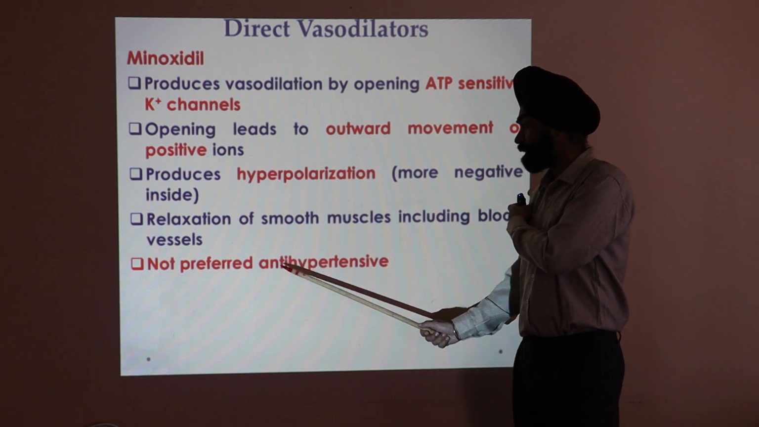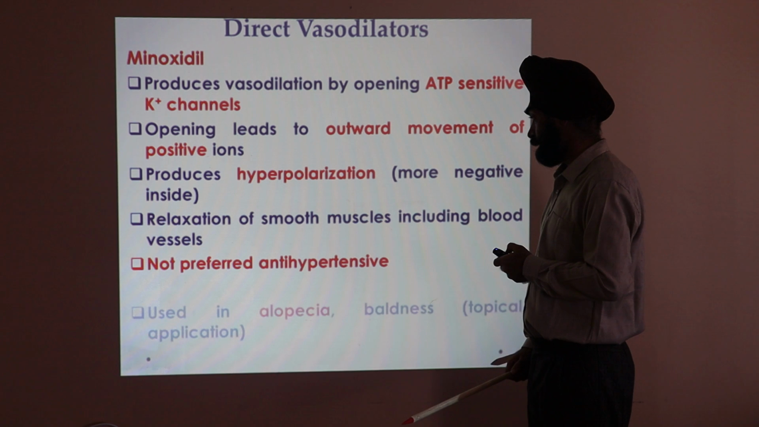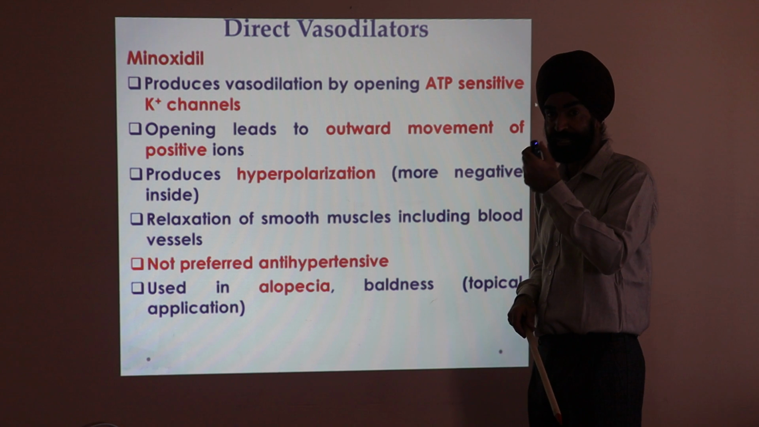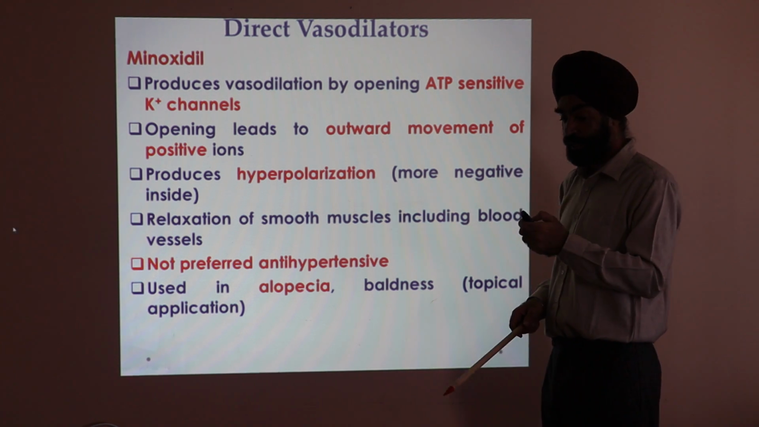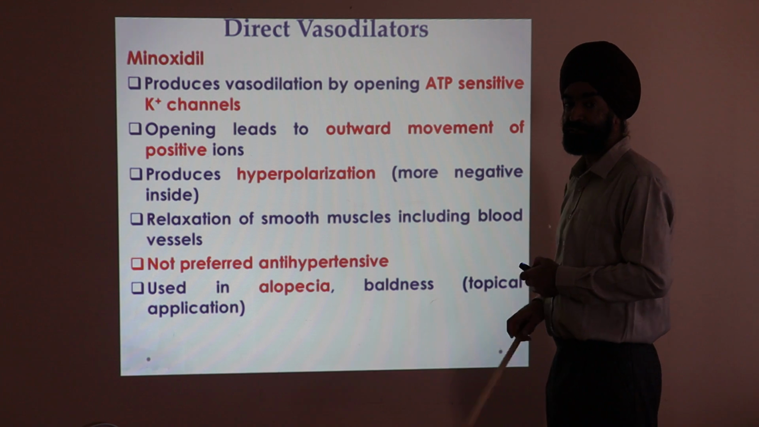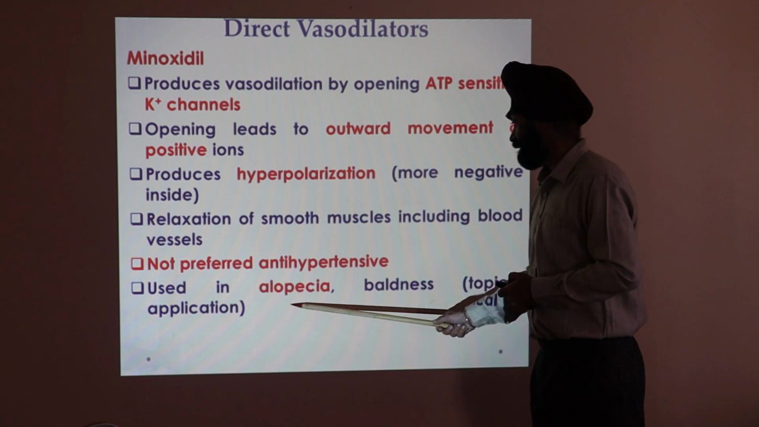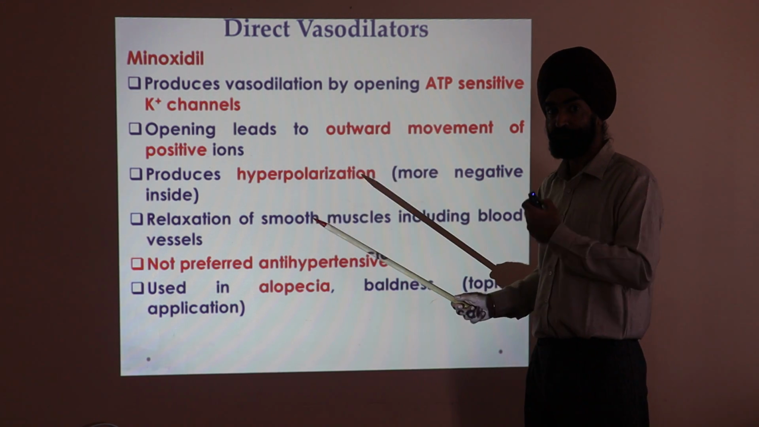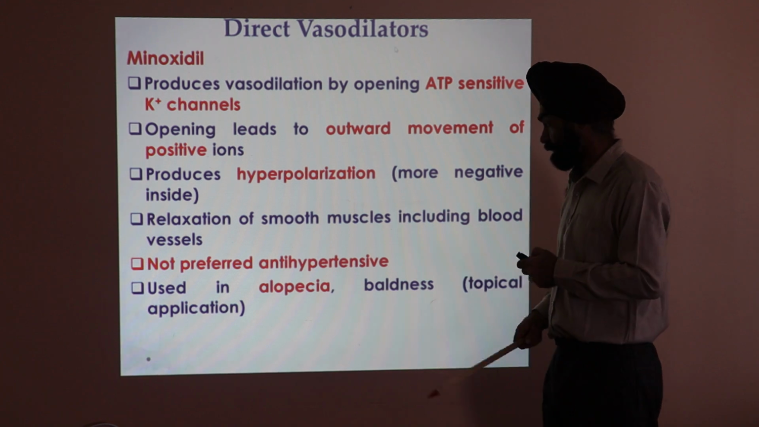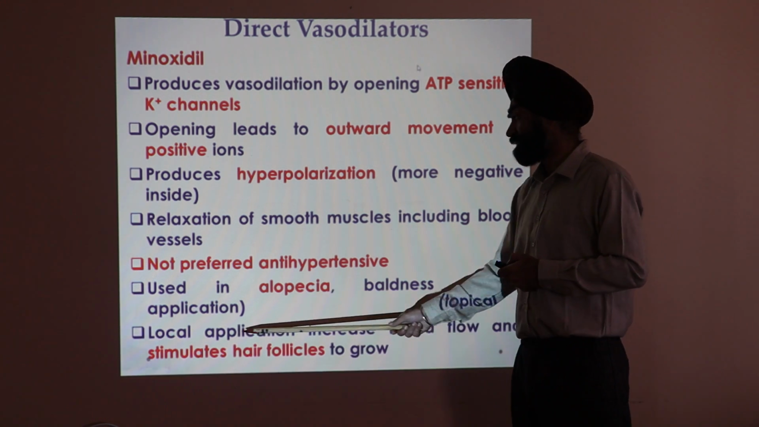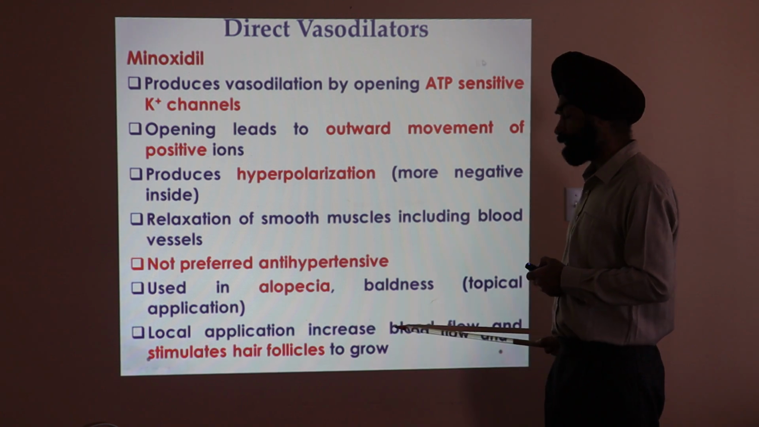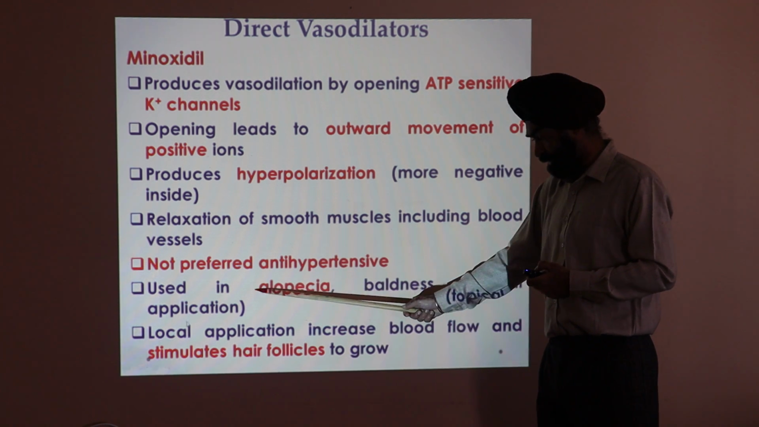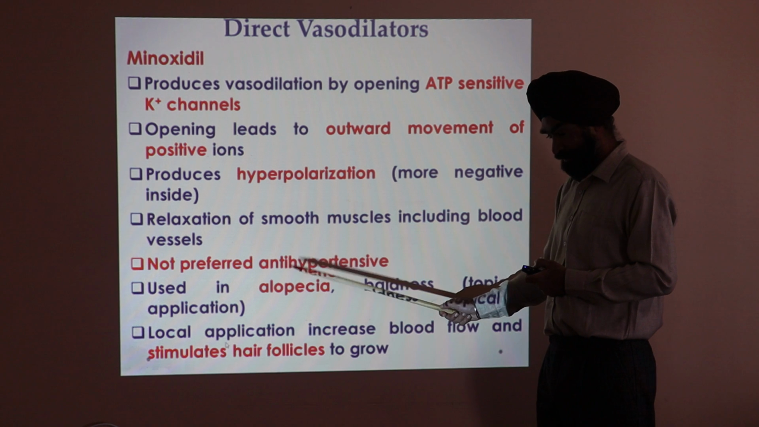But it is not a preferred antihypertensive, because of the same side effects discussed with hydralazine: headache, tolerance, increase in the heart rate. But minoxidil has found some other use. It is used in alopecia, baldness actually. When you apply minoxidil topically on the hair, hair growth can occur. What happens is that when you apply it locally, it increases the blood flow because it is a vasodilator, and it stimulates the hair follicles to grow. So this is the place where we can use it, not as an antihypertensive.